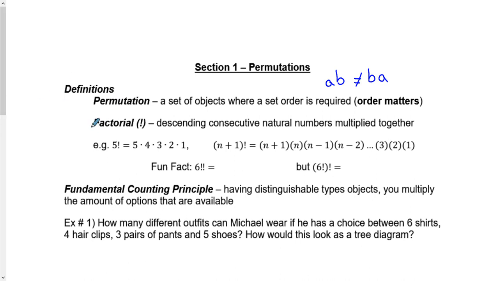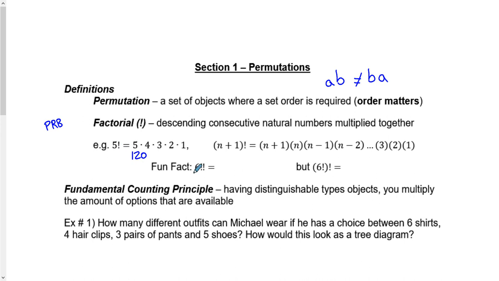The second definition is factorial, which is this exclamation point. You can access an exclamation point using your calculator. If you press the PRB button, you see nPr, nCr, and the exclamation point. So for example, if I type in 5, press my PRB, scroll over with my arrows, and click on the exclamation point, it equals 120.